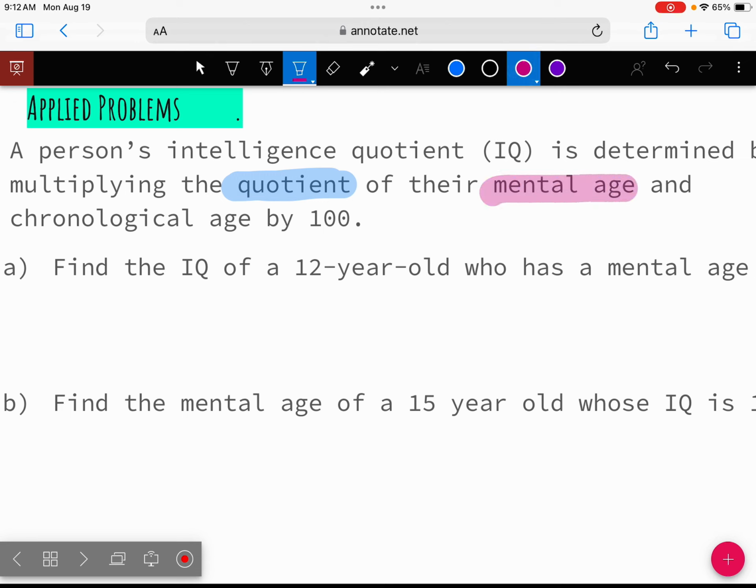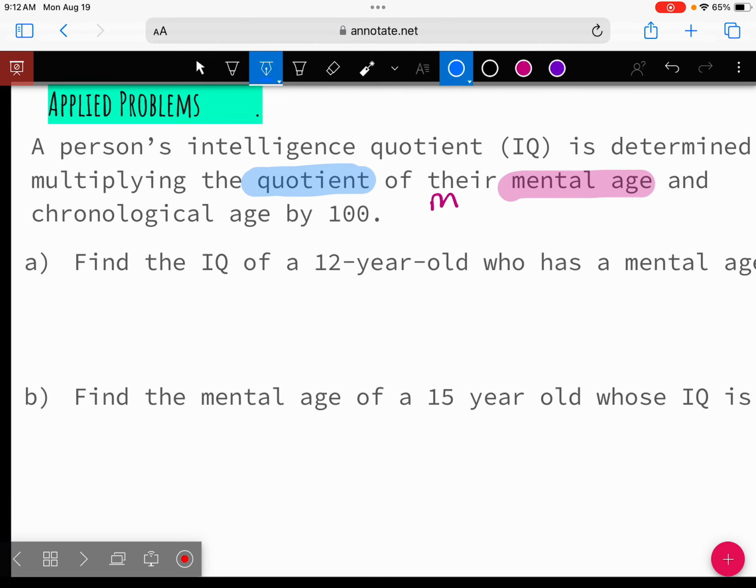So I'm just going to call that M. So we're going to take our mental age and divide it. That's what we said quotient meant. By their chronological age, meaning calendar age. So I'm just going to call that C. So that's my quotient.